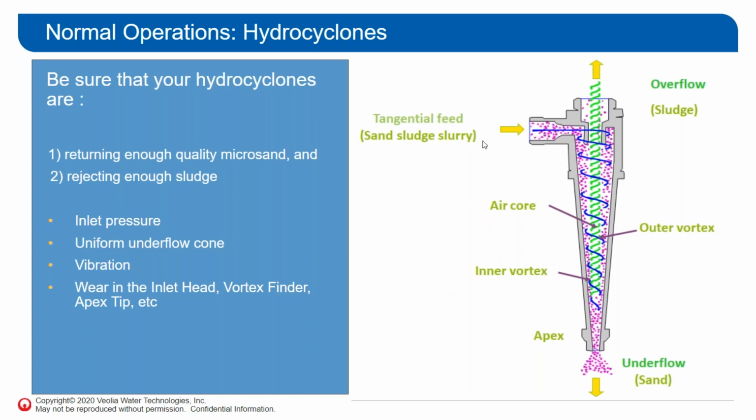Just know that this is kind of what it looks like inside with the centrifugal forces, and you want to keep your good clean sand going down and your light sludge going to the overflow. There are typically 3 different components in here that do wear: the inlet, the apex, and the vortex finder, with the apex being by far the heaviest wear point.